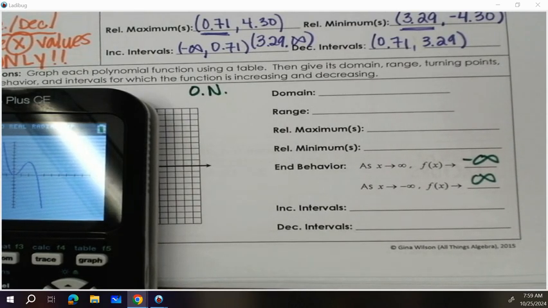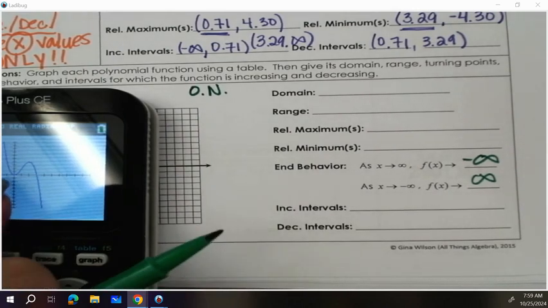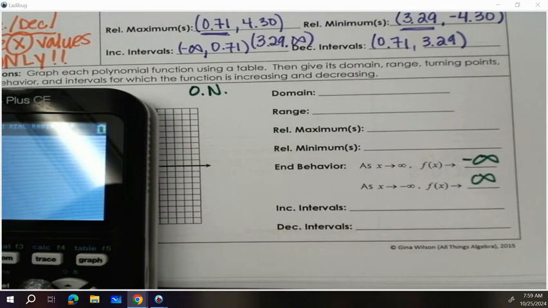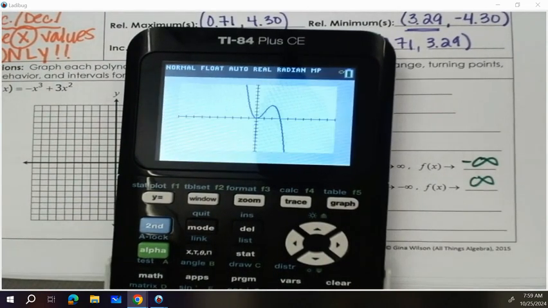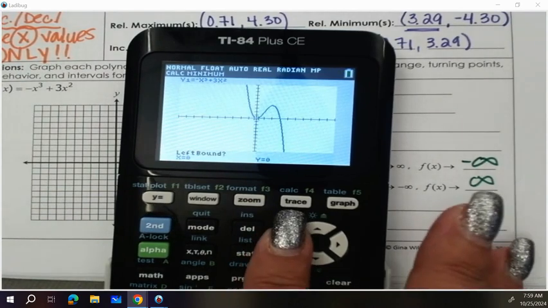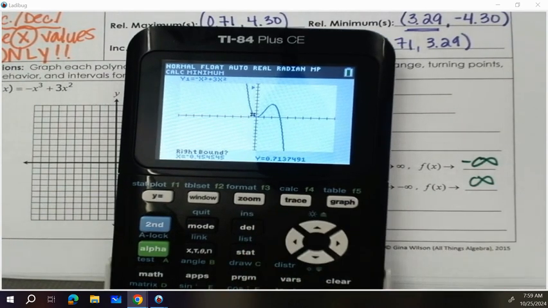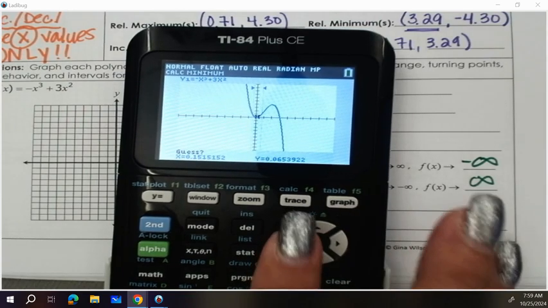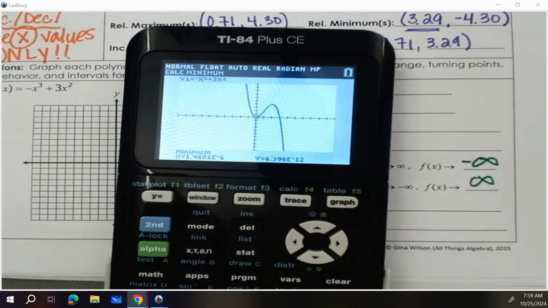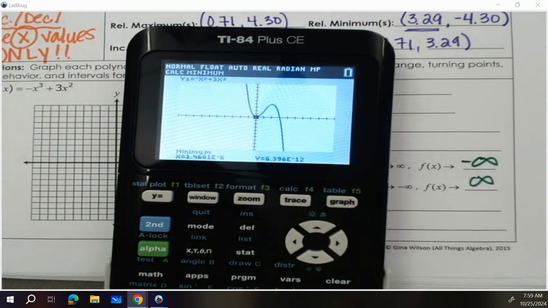Okay? Let's get our turning points. Let's get our relative minimum. Where does it look like our relative minimum is here? Looks to me like it's at 0. Let's calculate it. I'm going to calculate my minimum. I'm going to go to the left, I'm going to go to the right, and I'm going to take a guess. And it says my minimum... Oh my gosh.